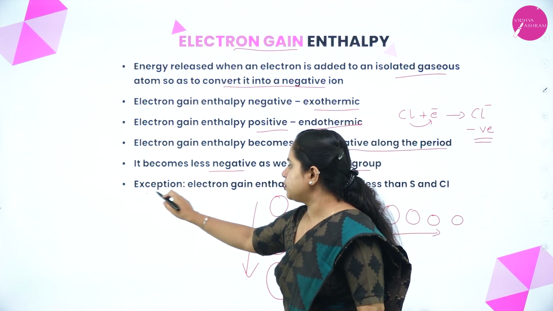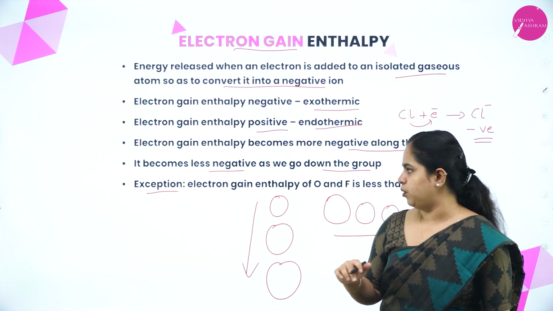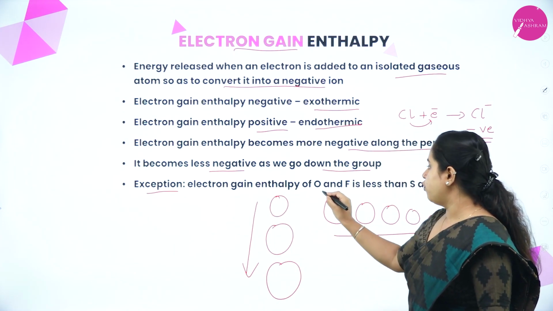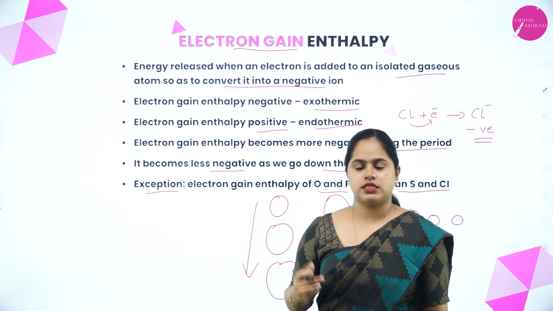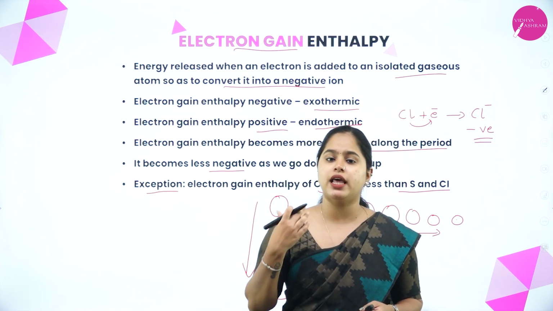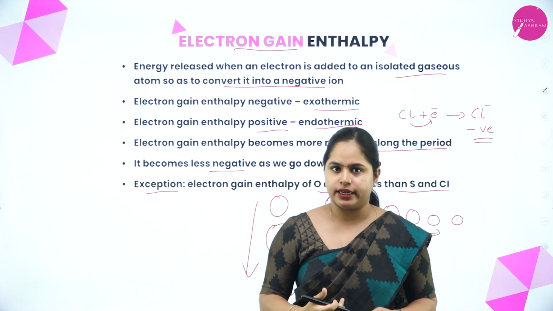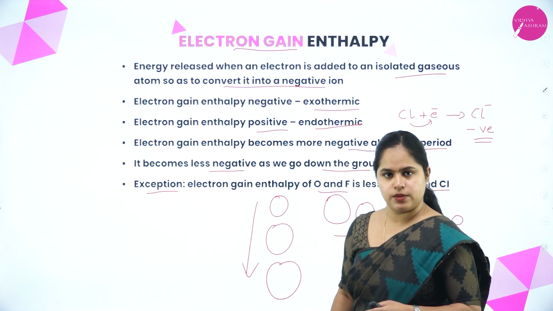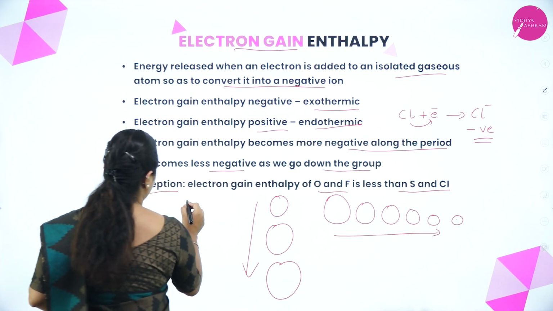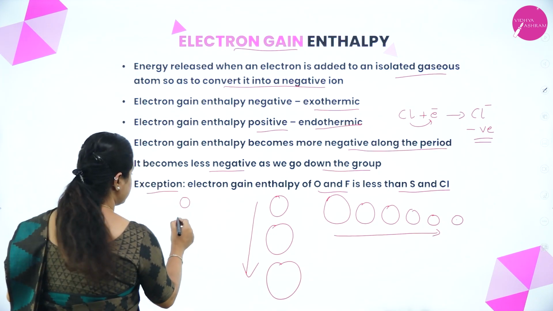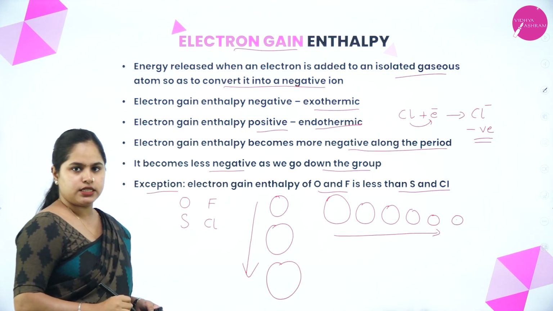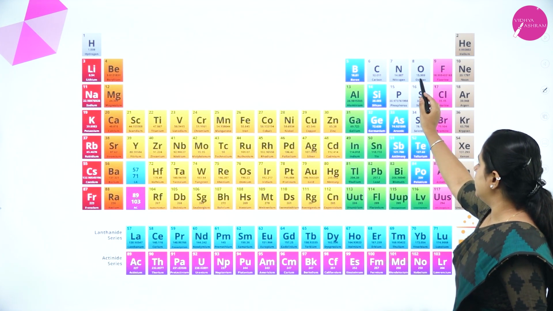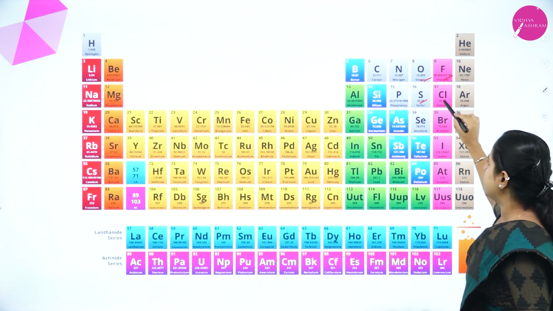Now, there is an exceptional case that you have to be very clear about. The electron gain enthalpy of oxygen and fluorine is less than that of sulfur and chlorine. Now, what is this? Just now we studied that as we move down the group, the negative value of electron gain enthalpy becomes less. From the periodic table, oxygen has sulfur under it, and fluorine has chlorine under it. You can see oxygen is here and sulfur is here, and fluorine is here and chlorine is here.